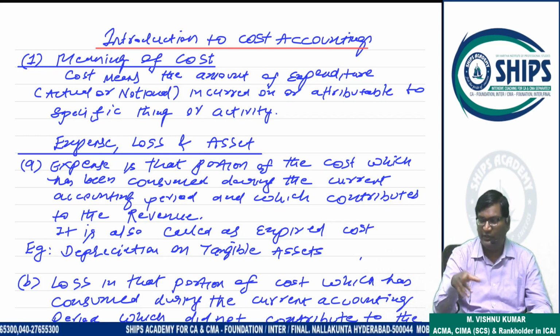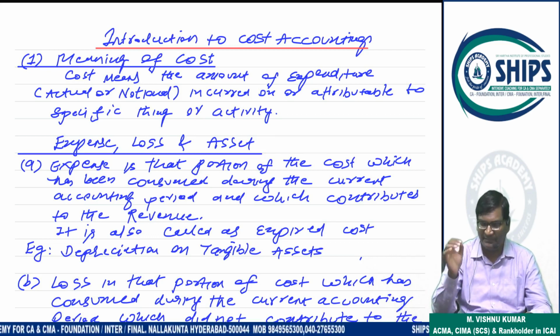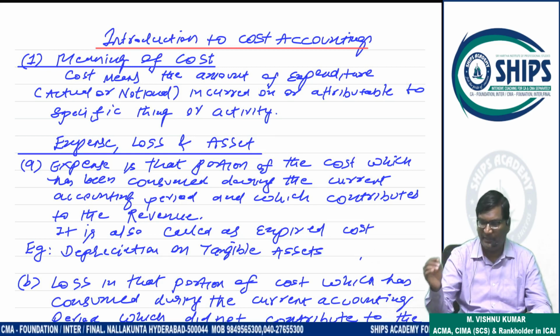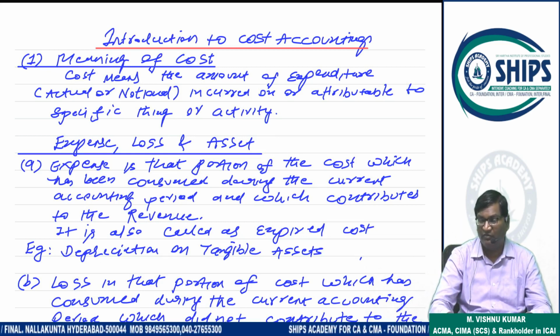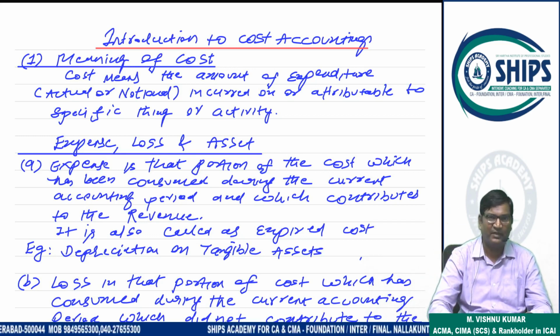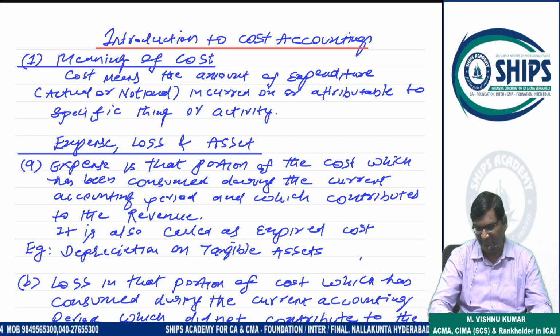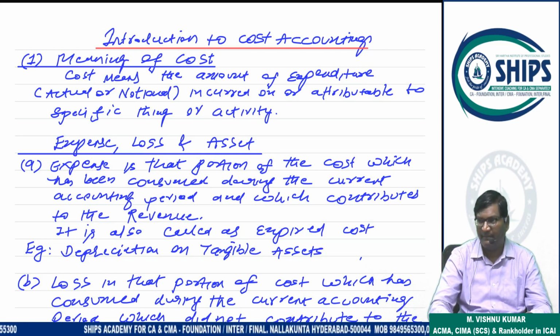Okay? So according to the manufacturer or service provider or company, cost means any expenditure which has been incurred. That expenditure may be actual expenditure also. Sometimes it may be notional also. Mostly it is actual expenditure. Sometimes it may be notional also. For producing a product or rendering a service, it is called cost. It means whenever a company incurs any expense, that expense can be actual or notional, for producing a product or rendering a service, and it is called cost.